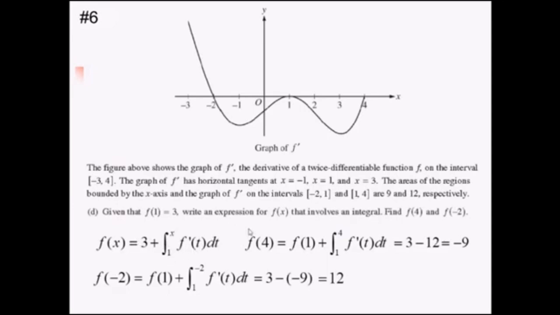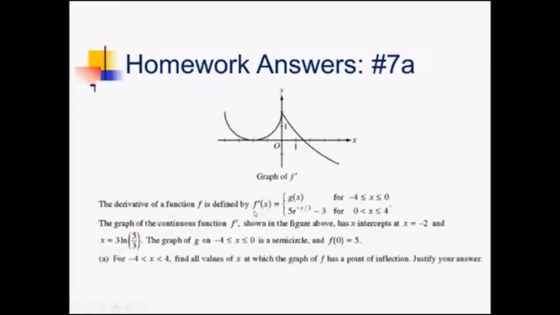On this no calculator free response problem, we have the derivative of f given as f prime, which they gave us as both a graph and also as this nice little piecewise function. And let's see, the graph of the continuous function f prime shown above, they're saying has x-intercepts at x equals negative 2, which is about what it looks like. And this is actually pretty helpful, 3 ln of 5/3, this spot right here. Because otherwise, I mean, how would we know without a calculator?